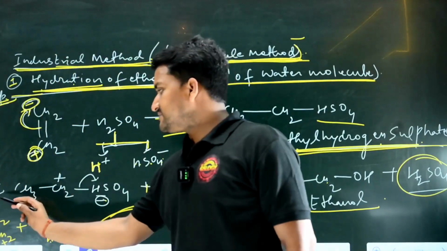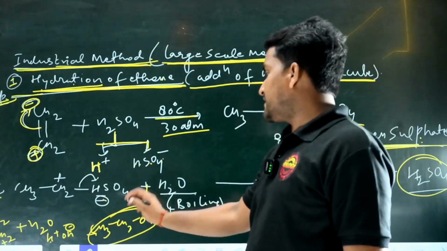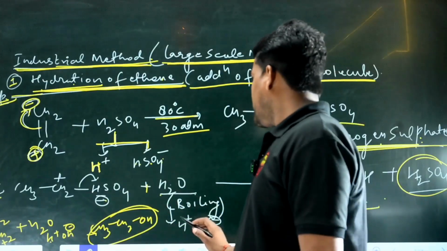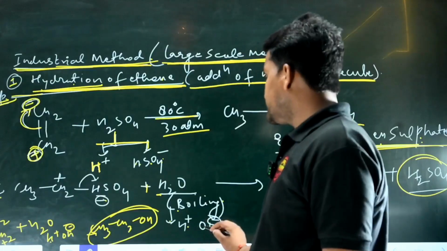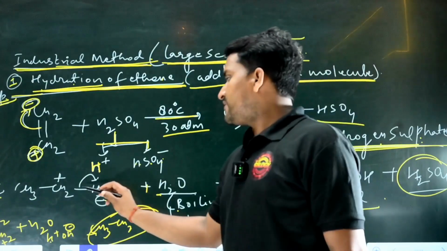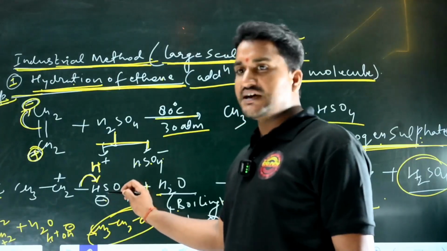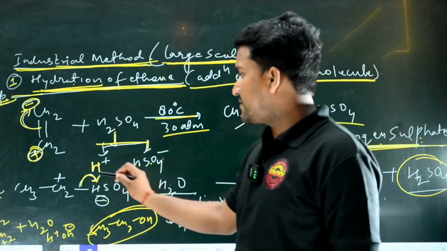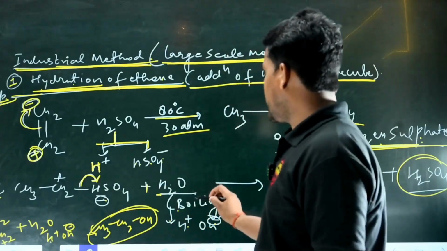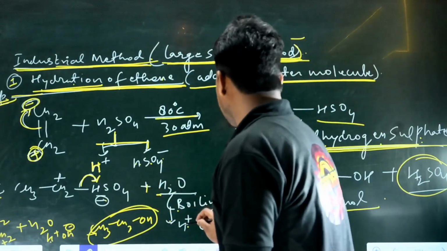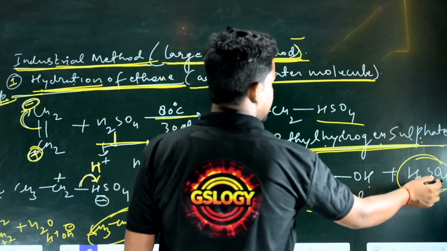And the second step, ethyl hydrogen sulfate further reacts with water, means boiling. Then again you know very well, H2O gives H plus and OH minus, and further breaks the bond of the CH2 and HSO4. The minus charge bears on the HSO4 and the plus charge bears on the CH2 plus, and this plus will go with the minus and the minus will go with the plus. Then it will form CH3CH2OH plus H2SO4.